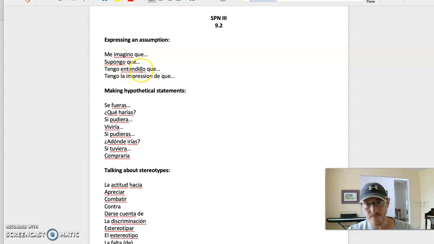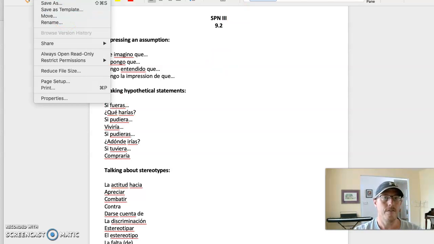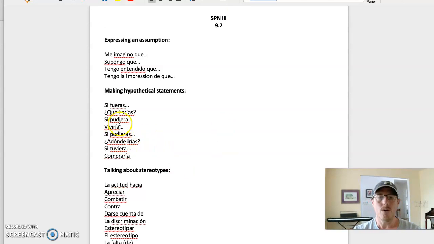Tengo entendido que is I understand that. Now, it's kind of a weird version of it because it technically translates to I have understanding that. So you have to work around that and generally translate instead of always literally, right? Tengo la impresión de que, I have the impression of. Let's go ahead and do a few more here. First one is si fueras, not se fueras, so let me fix that for you right there. And we'll fix it for future work as well. There we go.